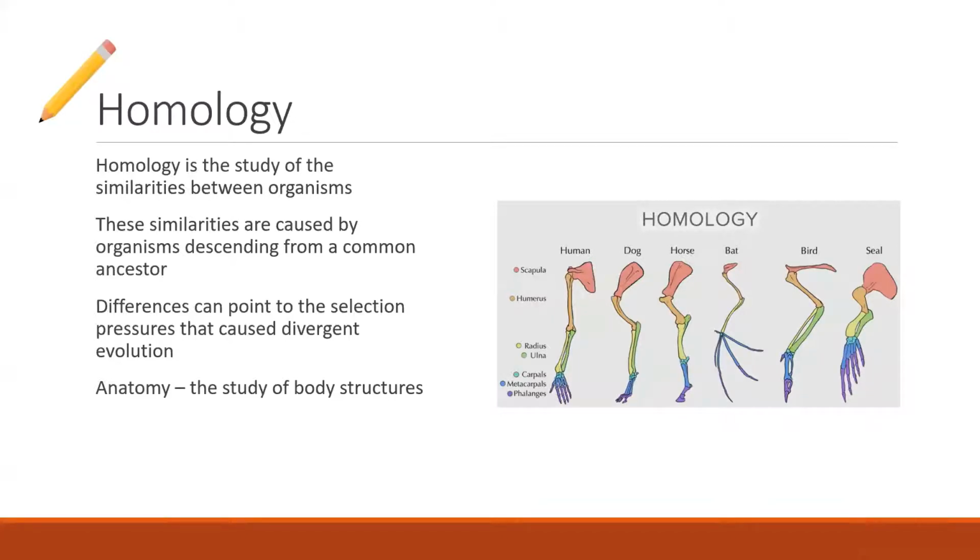Homology. And homology is the study, and this is something I do want you to write down, of the similarities between organisms. These similarities are caused by organisms descending from a common ancestor. So, for example, looking at this picture on the right, and then we're going to look at a very similar picture. This is the picture of the hand structure of different animals.